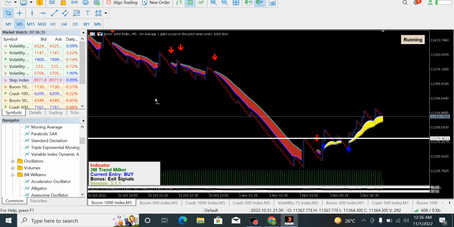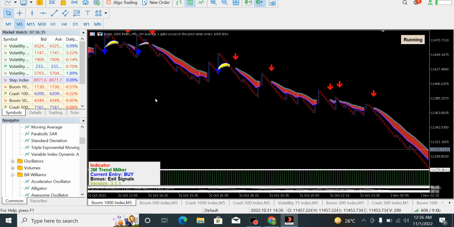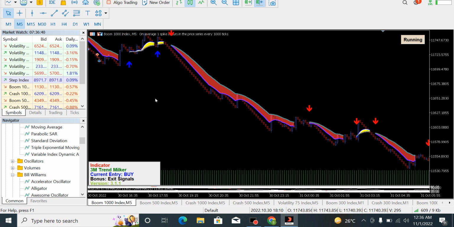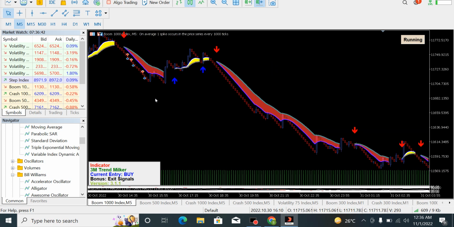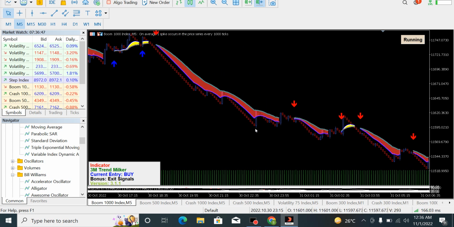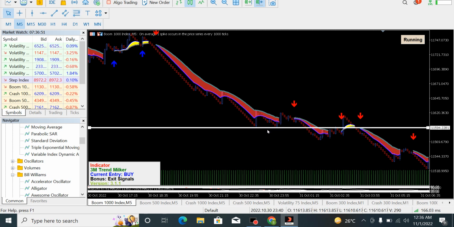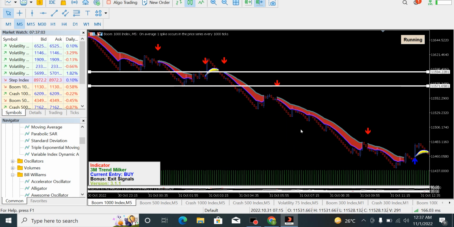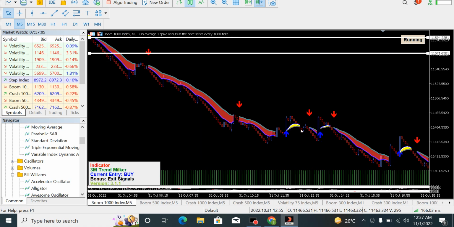For instance, right here, let me come to this particular asset, Boom 1000. For the past 2 days, it has been on a very strong downtrend. Starting from here, you can see it kept on going down, breaking out from all support zones. Here was a support zone, it broke out from there. Then this is another one, it broke out from there. Here is another one, it also broke out from there, and it kept on breaking out.